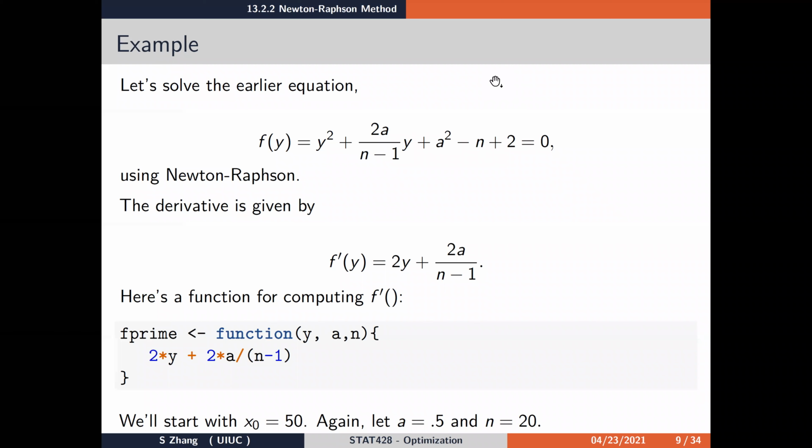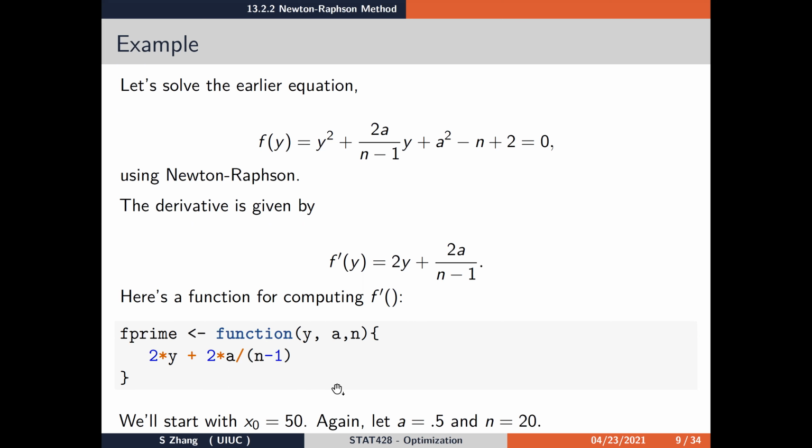Let's try to use Newton's method to solve for the earlier equation, where f(y), which is the quadratic equation, is equal to 0. Because the Newton-Raphson method involves the first derivative, f prime, we need to first calculate that. We can see that in this case, f prime of y is given by 2y plus 2a divided by n minus 1, where a and n are pre-specified constants. So let's create a function for computing f prime from y, a, and n.